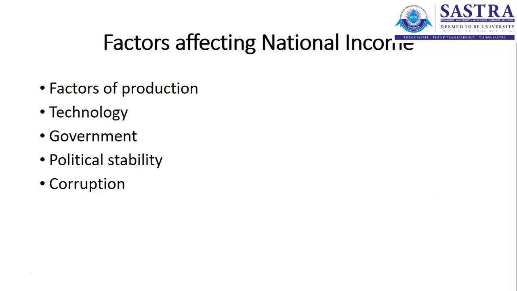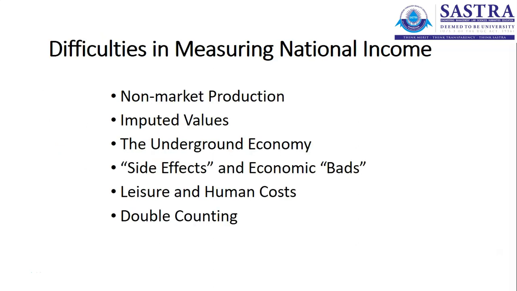Corruption also plays a role. If corruption is reduced or completely eradicated in a country, it will improve the overall national income, and the unaccounted money will be brought in, making changes in the national income of the country.